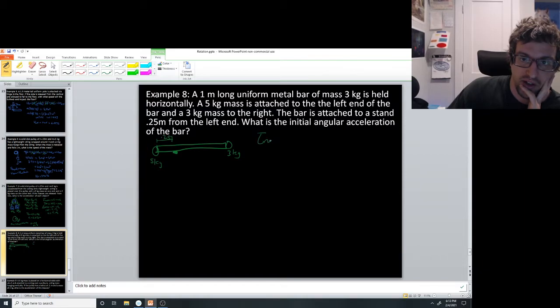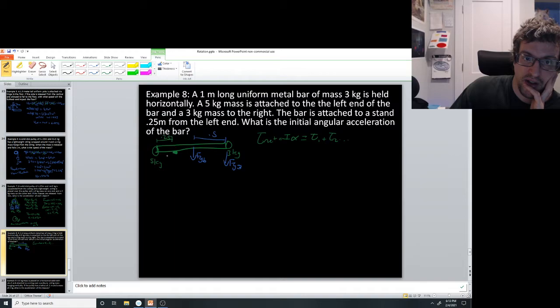Which means that I need to know torque net equals I alpha equals torque 1 plus torque 2, all of them. So I need to know I, and I need to know all the torques. Let's look at the forces here. We've got FG 3. I know the bar is also 3, but I'm going to call it FG bar so it's different than that 3. It's at the center of mass, which is halfway along the bar. And here we've got FG5. Let's think about the radial vectors for this. This is the radial vector for that one. This is R5.